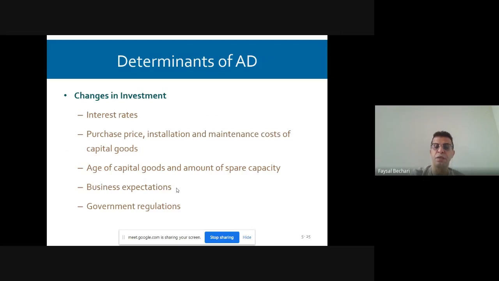The purchase price, installation, and maintenance cost affect the cost of capital goods. How much does it cost to do that? The age of capital goods and the amount of spare capacity, and the business expectation, whether there's going to be more demand, more need, or not. So then the business goes and buys to produce more. Here the business is more like a consumer buying other things. And the government regulation, which we will talk about, is how government regulation affects consumption.